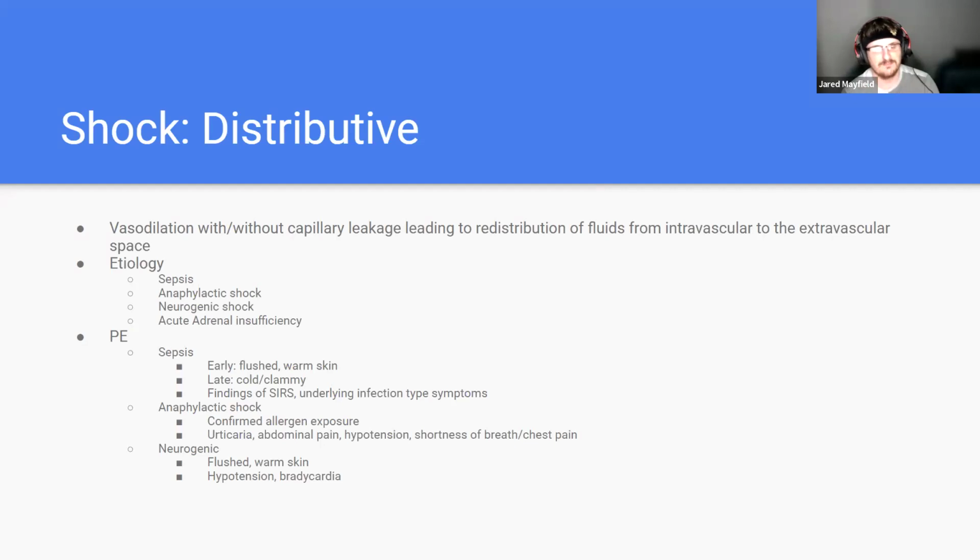And then neurogenic shock, which is again flushed and warm skin due to vasodilation. But the caveat here is that you have hypotension and bradycardia. And again, this is more specific to trauma. So if you have trauma and a neck injury or some type of back injury, you can see neurogenic shock. Other than that, it's not really all that common to see outside of trauma. But in a board question, if you see hypotension and bradycardia, it's almost always neurogenic.